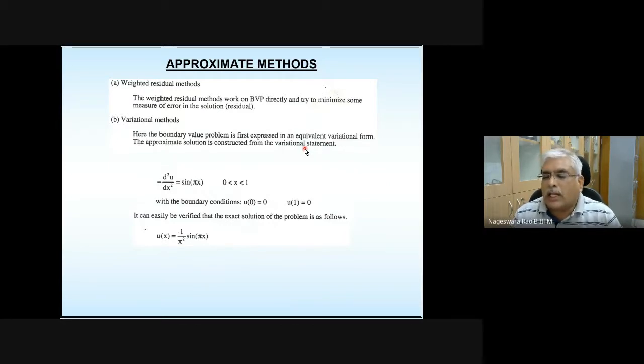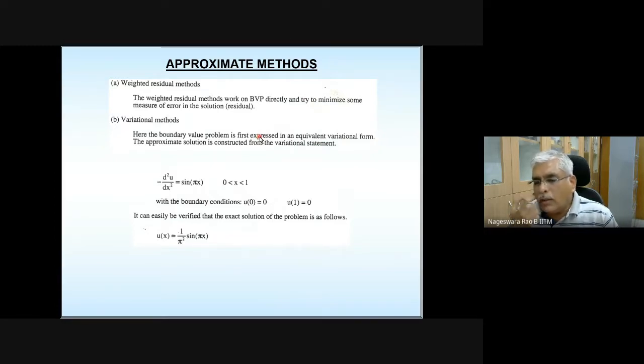If you want a structural system to be in stable condition, what is the condition you are going to apply? Potential energy is going to be minimum. When the structural system is in stable condition, potential energy is going to be minimum. So when you want to find a solution, you are going to minimize the potential energy. Castigliano's theorem. Okay, so in a way, that is nothing but your variational method.